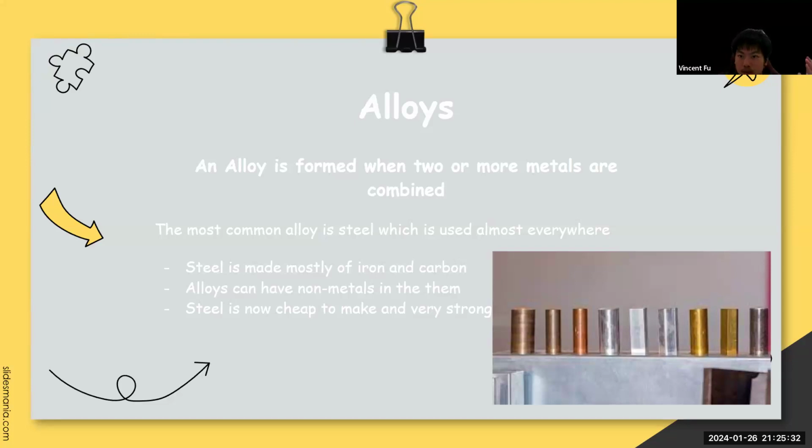Steel is actually made mostly of iron and carbon. Now you'll say, hey, isn't carbon a nonmetal? Well, yes, but these are just the two main components. Outside of iron and carbon, steel is made up of other metals too. It's just that they are used in very small quantities, so we don't really consider them that much. Steel is used almost everywhere because it's a really strong metal, and right now it's cheap to make. So people use it for everything from making buildings to making cars and other stuff.